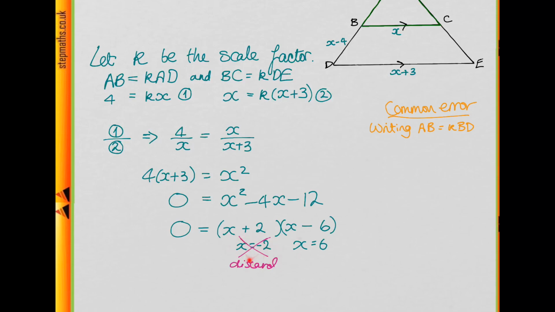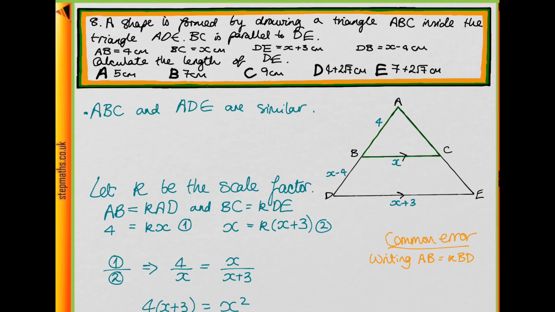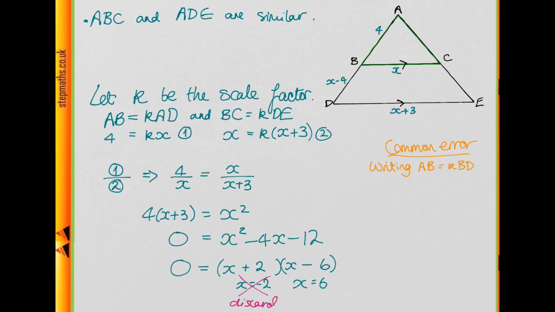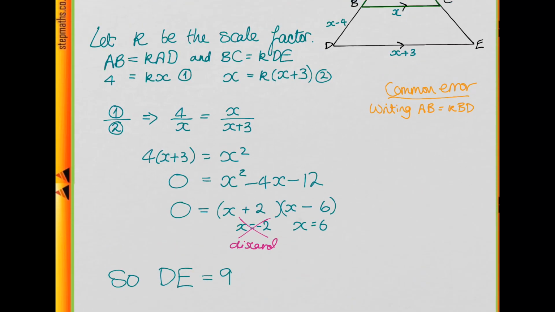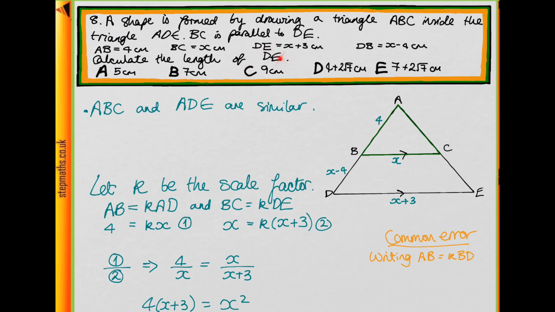So if x is minus 2, then this length here is going to be minus 2 minus 4, which is minus 6. So we have a negative length, which doesn't make any sense. And similarly here we'd have x is minus 2, it's negative length, it wouldn't make any sense, so we discard this one. And so we get our answer, x is equal to 6. However, we're not quite done yet, because we wanted to find the length DE, which is x plus 3. And so we get our answer, which is going to be DE is equal to 9, and so C is the correct answer.